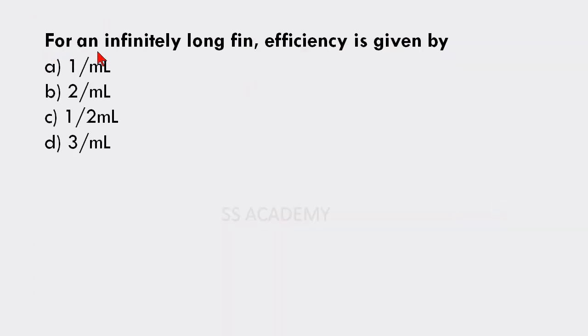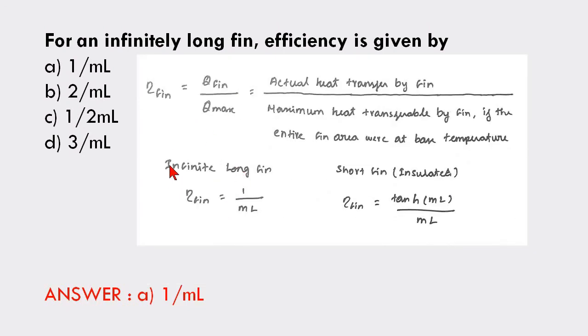Next question is, for an infinitely long fin, efficiency is given by 1 divided by ml, 2 divided by ml, 1 divided by 2 ml, or 3 divided by ml. The answer is 1 divided by ml. For an infinitely long fin, efficiency is given by 1 divided by ml. As we already discussed, for an infinitely long fin, efficiency of the fin is equal to 1 divided by ml. For a short fin with insulated tip, efficiency of the fin equals tanh ml divided by ml. So option A is correct.